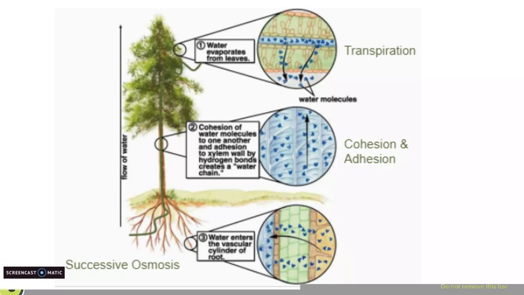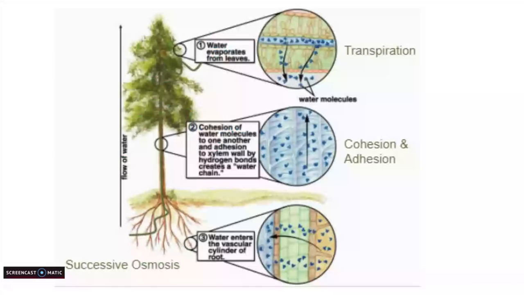So just another diagram, right? Transpiration, water evaporates from the leaves. Cohesion, water molecules stick together. Adhesion, they stick to the sides of the xylem. And it gets pulled up like a straw. And then water is going to enter the root. So that's it for xylem. We will do phloem on another day.